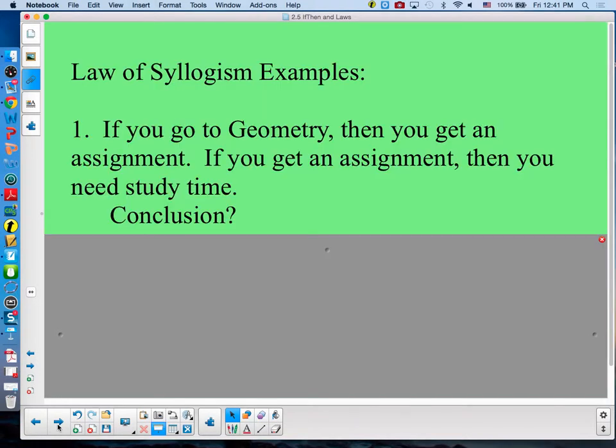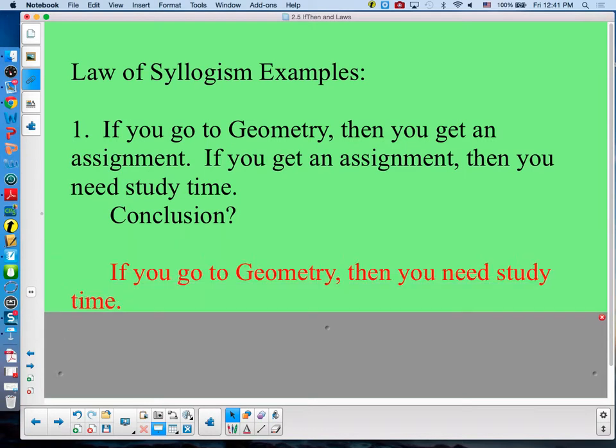Okay, law of syllogism. If you go to geometry, then you get an assignment. That's true. If you get an assignment, then you need study time. So if you combine those, what's the if-then going to sound like? If you go to geometry, then you need study time. Correct. That's the correct combined statement.